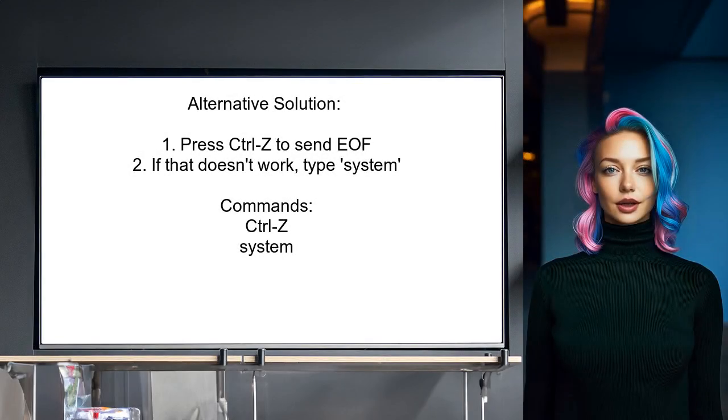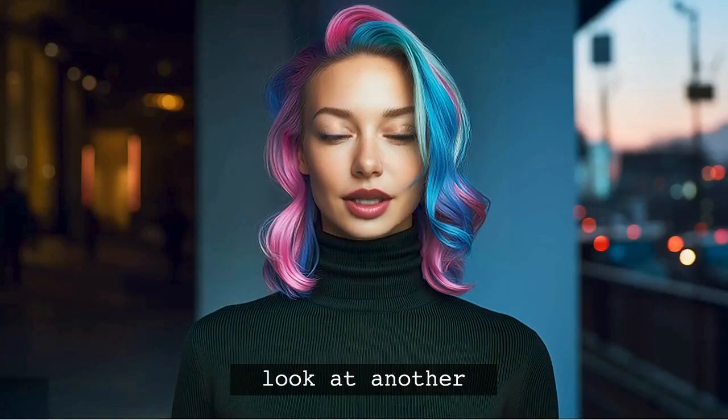One alternative solution to exit Microsoft GW-BASIC or IBM BASICA is to use the Control-Z command. This sends an end-of-file character, which can terminate input. If that doesn't work, you can also try typing the command SYSTEM. Let's take a look at another answer from another user.